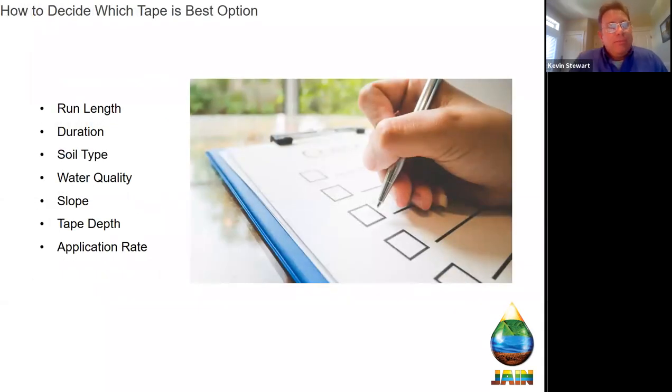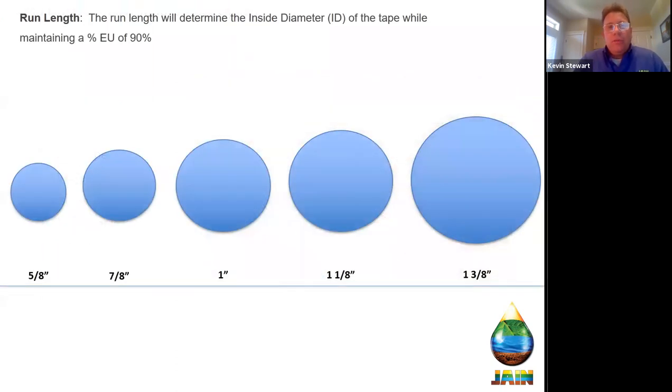So one of the reasons we're all sitting here is really how to decide which tape is going to be the best option. I just came up with a little checklist of things that I feel are worth going through, and every time you look at this, you should probably take these things into consideration as you try to figure out what's going to be the best option. The run length is probably one of the first things somebody would start with, and that has everything to do with the inside diameter of the drip tape.